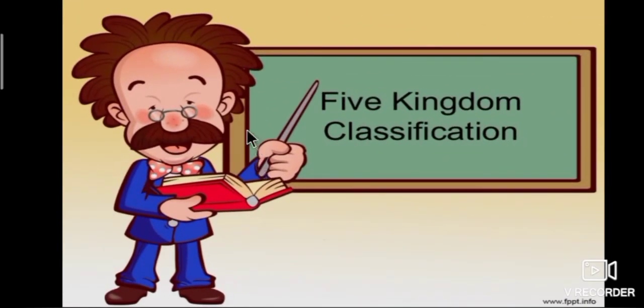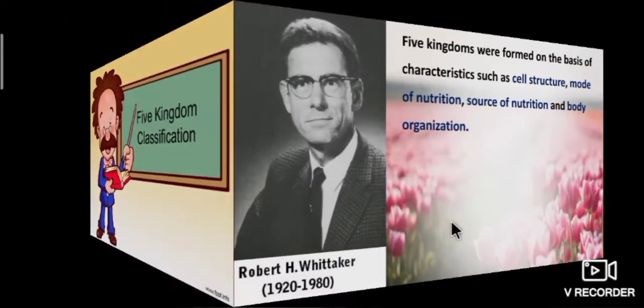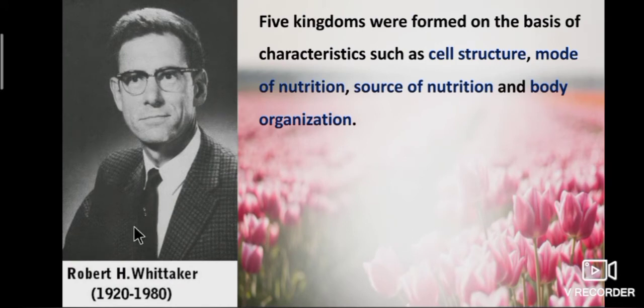Now we are going to study about five kingdom classification. The five kingdom classification was proposed by R.H. Whittaker in the year of 1969. Five kingdom classifications were formed on the basis of characteristics such as cell structure, mode of nutrition, source of nutrition and body organization.